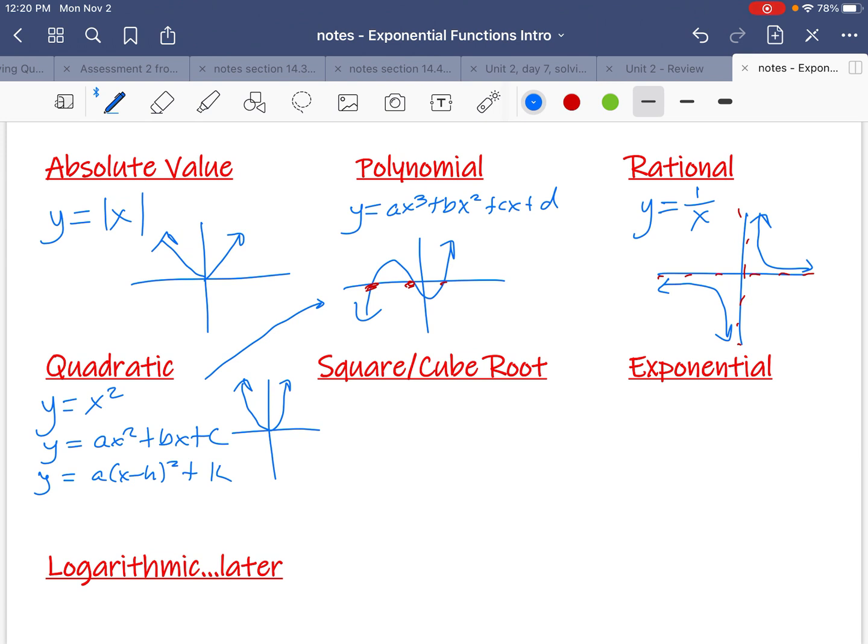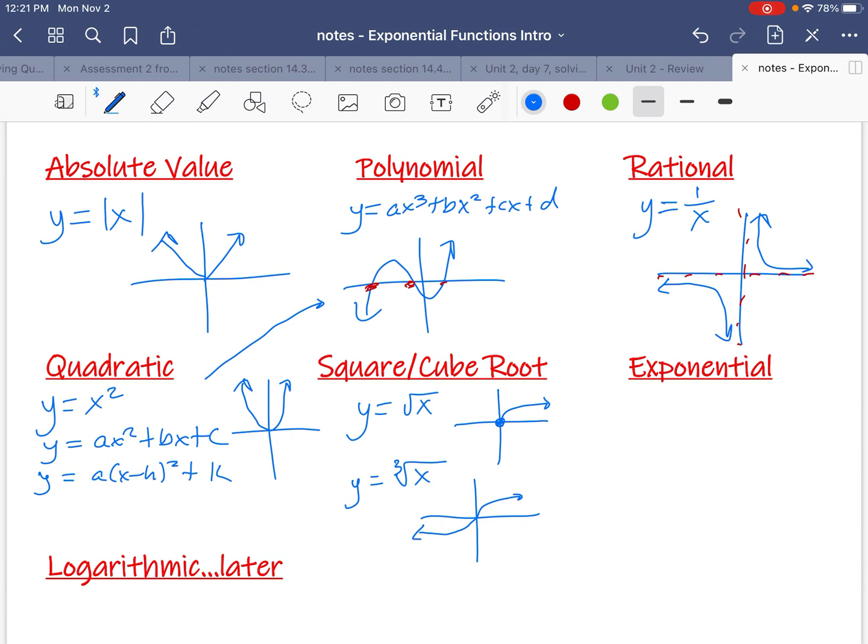Then we have square and cube root functions. So let's say you have a square root function. Remember, the basic look of that is right here. It's starting at 0, 0, and it kind of curves up like part of a parabola. Then you have cube root functions. Remember those right there. They kind of snake over to the side. Okay, so these are all the things that you already know, all the different types of functions in your function families. All right, so now you're going to get exponential functions.